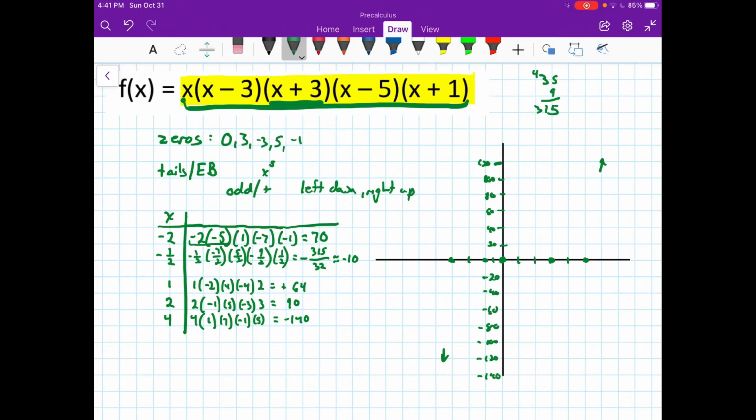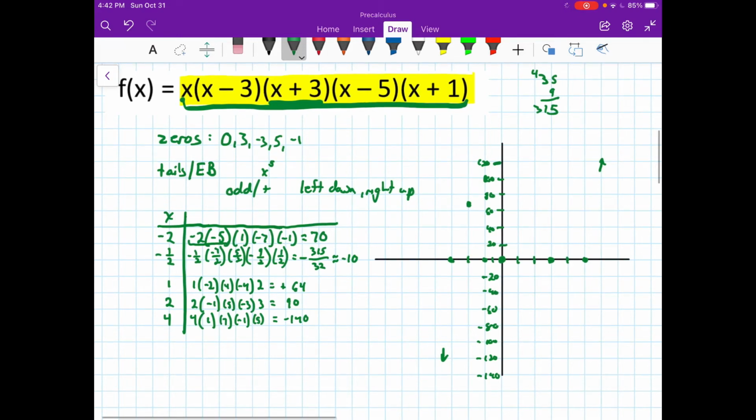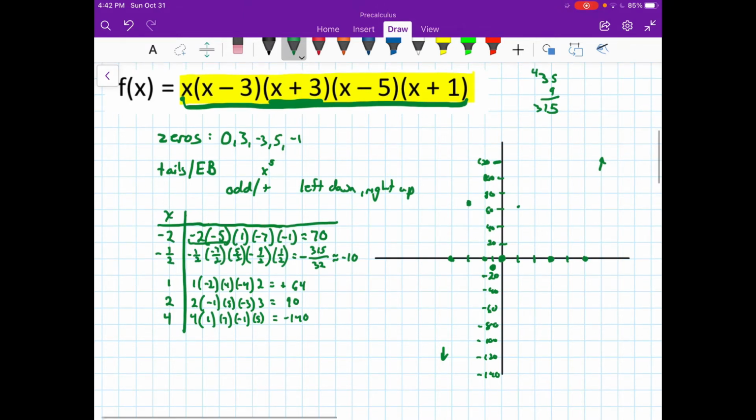I'm going to go ahead and graph some of those extra points on there. So at -2, we were up at 70. So that's there. At -1/2, we were at -10. At 1, we were at 64. And then at 2, we were at 90. And then at 4, we are at -140.